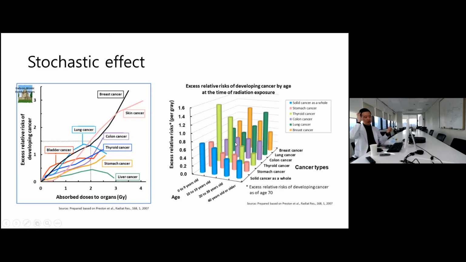However, the risk of lung cancer is high among people aged 40 or older. For breast cancer, it's higher during puberty, in the adolescent period. And for colon cancer, there is no significant difference among the ages. So they have very different relative risks according to the organs and also according to the age.